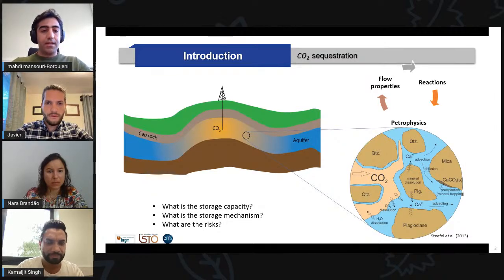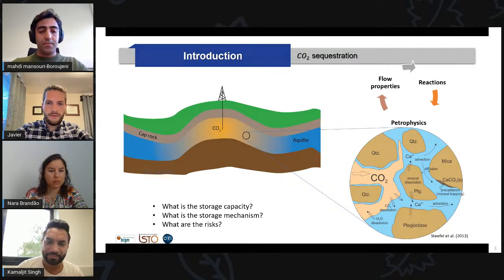CO2 sequestration has been known to be one of the most promising mitigation methods for CO2. CO2 is captured from the atmosphere or power plants and then injected into the aquifer subsurface. But there are still some main challenges that remain unanswered. What is the exact storage capacity? What are the storage mechanisms in CO2 sequestration? And what are the risks associated with CO2 sequestration?